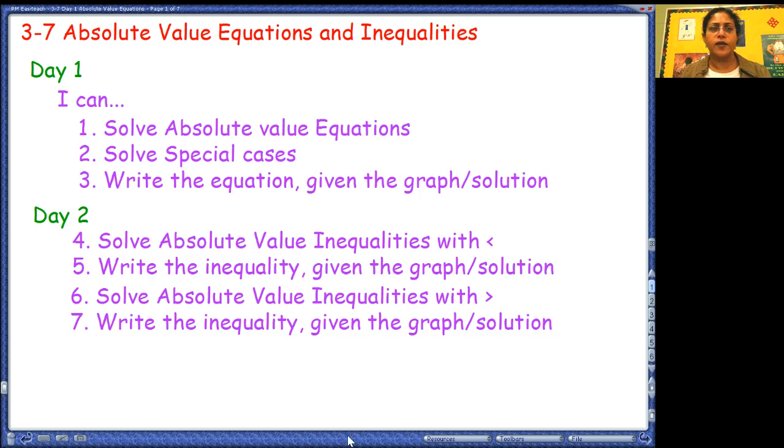Hi everyone, today we're doing the absolute value equations only. The equations and the inequalities are a little bit difficult, so make sure you're paying attention. Alright, so here goes. I'll close all of this.